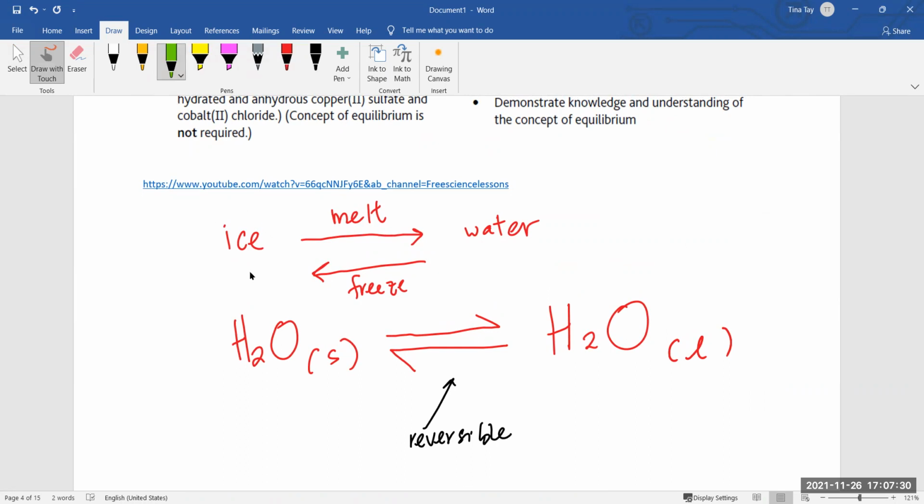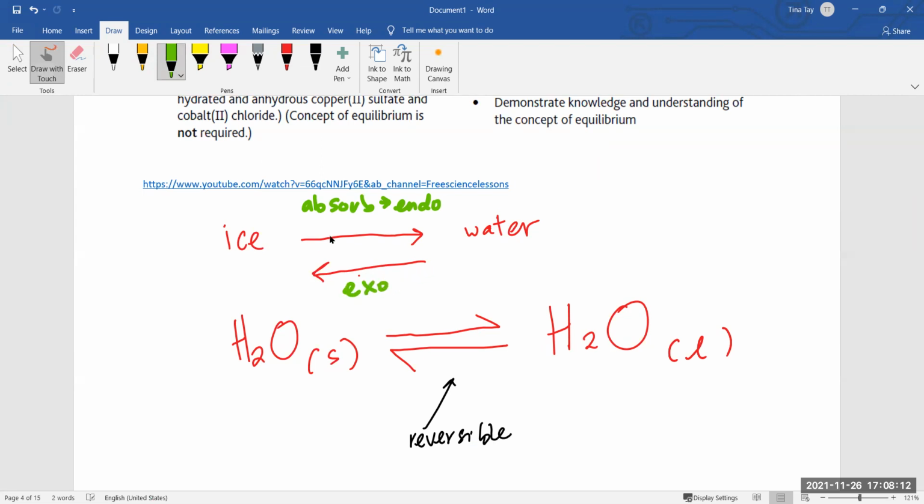When I want to change ice to water, do I heat it up or cool it down? Heat up. Because it's heating up, is it absorbing heat or releasing heat? Absorbing heat. So because it's absorbing heat, this direction is endo or exo? Endo. Remember, absorb is endo. Then from water to ice, it's releasing heat, so releasing heat is exothermic.